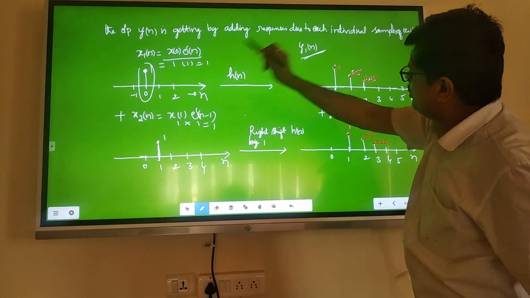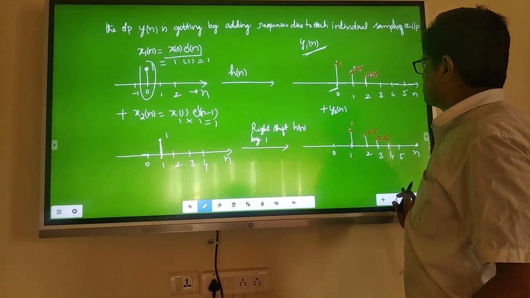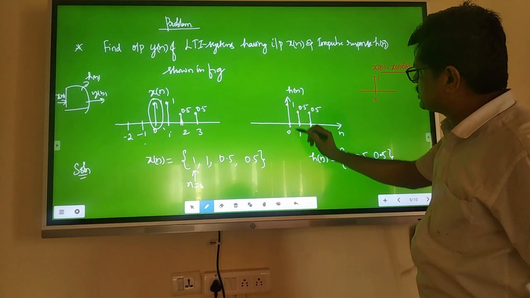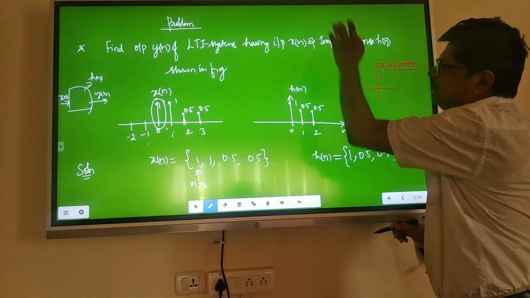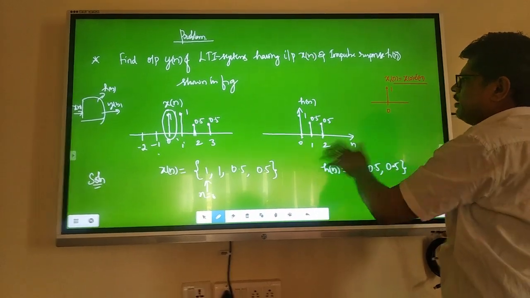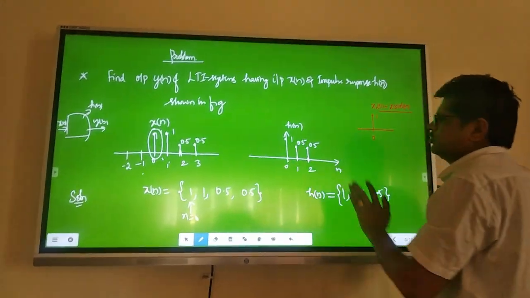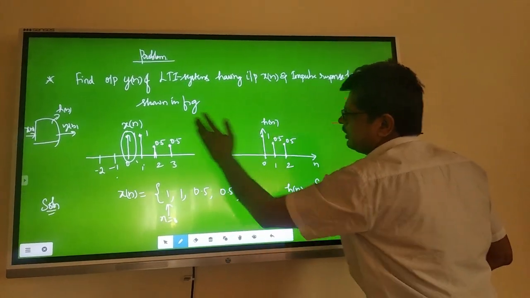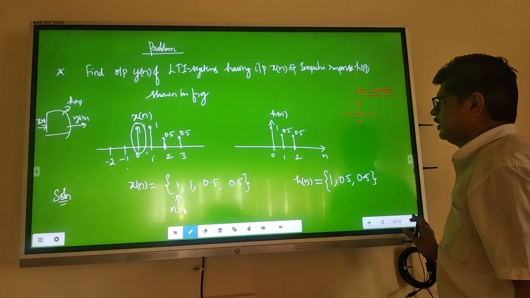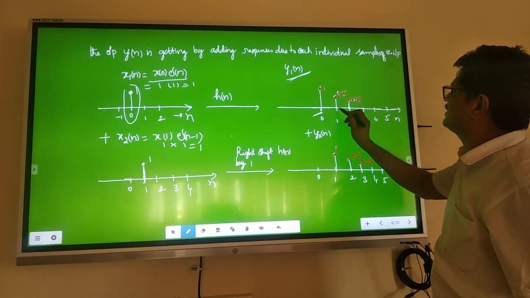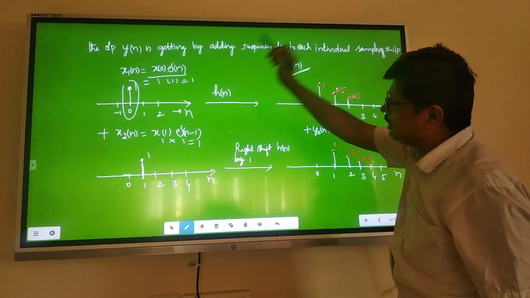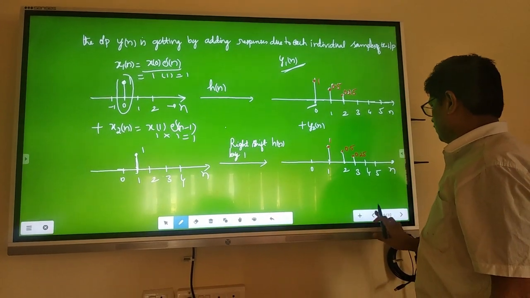y1[n] at 0, 1 into 1 is 1. Then, second, at 1 it is 0.5. 0.5 into that 1. Every time, take all these things and multiply with this individual. Take all these things, multiply with the second individual, like that. Now see, therefore at 0 it is 0.5. 0.5 into 1 is 0.5.